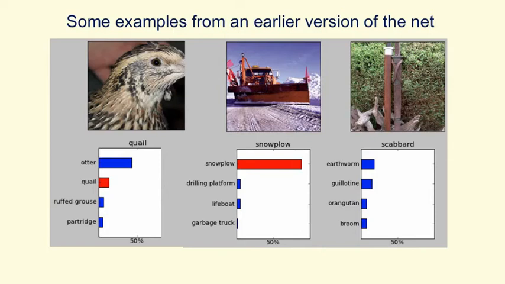A guillotine, you can see why it says that. You can possibly see why it says orang-utan, because of the sort of jungle-looking background and something orange in the middle, but it fails to get the right answer.